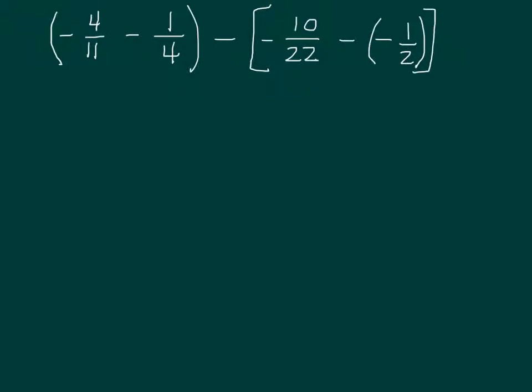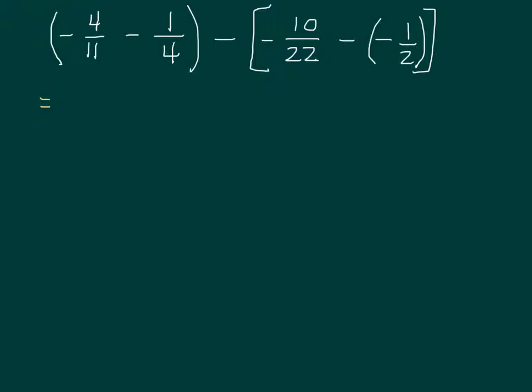Okay, so here we have a problem where we need to simplify or evaluate this expression. We have fractions with differing denominators. If you recall, in order to add or subtract fractions, we must have a common denominator. So the first step is to build these fractions up so they all have the same common denominator.